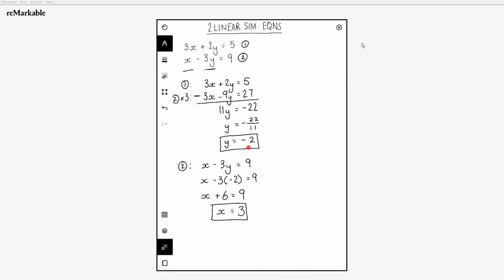You can always put them back into your equations to double check them. Obviously, if you're getting the wrong answer out, then you know you've got to go and redo your question. It's super easy. 3x would be 3 times 3, which is 9, plus 2 times minus 2, which means it's minus 4. So 9 minus 4 does give us 5. Perfect. And then you check the other equation. But yeah, it's as simple as that. As long as you follow that method, you should have no bother.